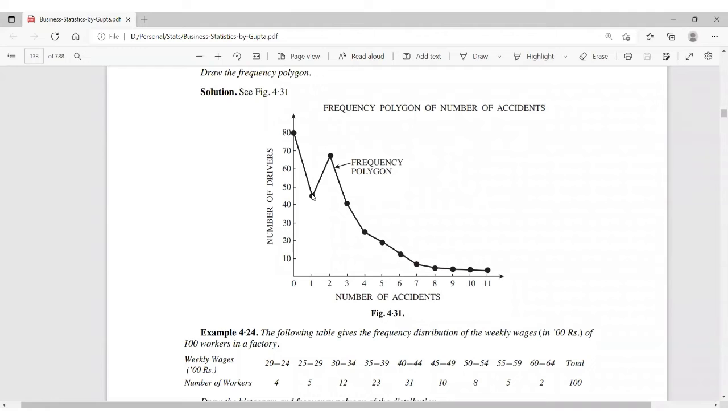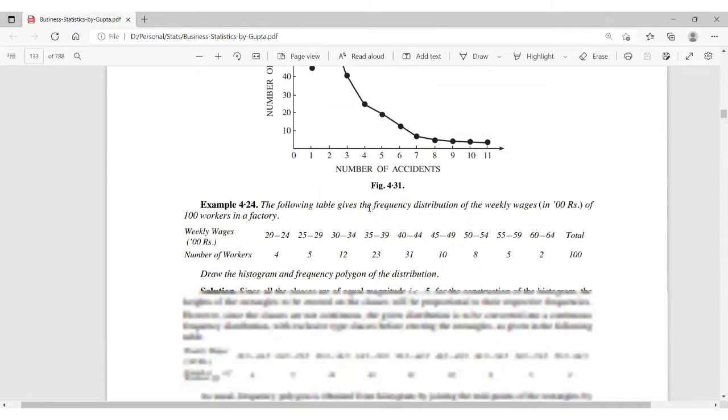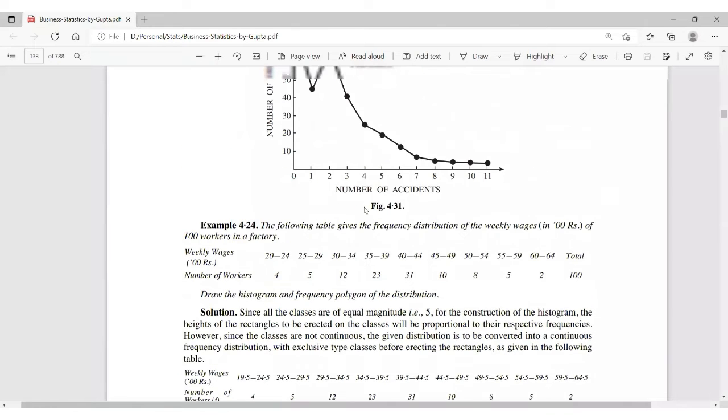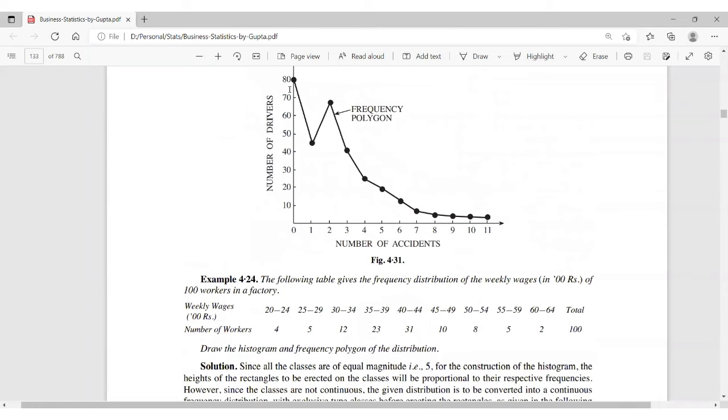The dot shows the point, button draw, right? Take this, yes, with the help of scale. I'm going to draw it. Got it? Clear, beta? Yes, sir. This is called a frequency polygon. Right? Frequency polygon. This polygon, with the help of scale, we have done this. Right?